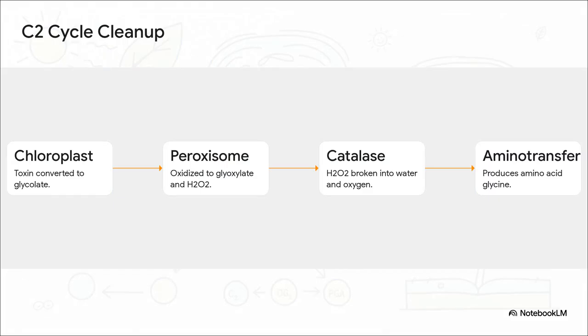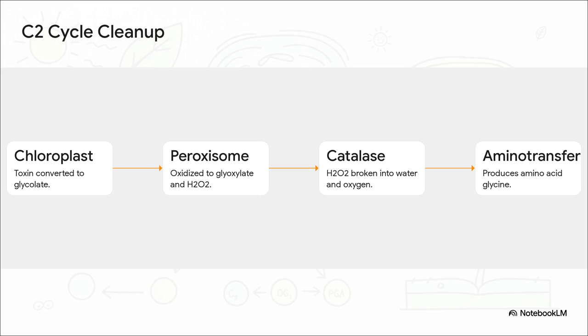This cleanup effort is an incredibly complex salvage pathway, spanning 3 entirely different cellular organelles. It starts in the chloroplast, where 2-phosphoglycolate phosphatase neutralizes the toxin into glycolate. The glycolate is then shipped over to the peroxisome. Once there, glycolate oxidase oxidizes it into glyoxylate. But that produces dangerous hydrogen peroxide as a byproduct. Yikes. Thankfully, peroxisomal catalase immediately shatters that hydrogen peroxide into safe water and oxygen.